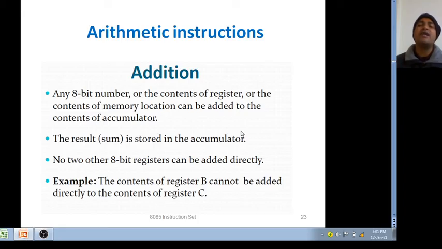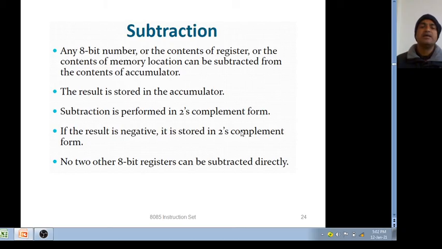And you cannot add two 8-bit registers directly. Suppose you have to add B and C, you cannot add them directly. What you will do? Either you will transfer the contents of B or C into the A register, then you will add A and C, or A and B. This is your addition.